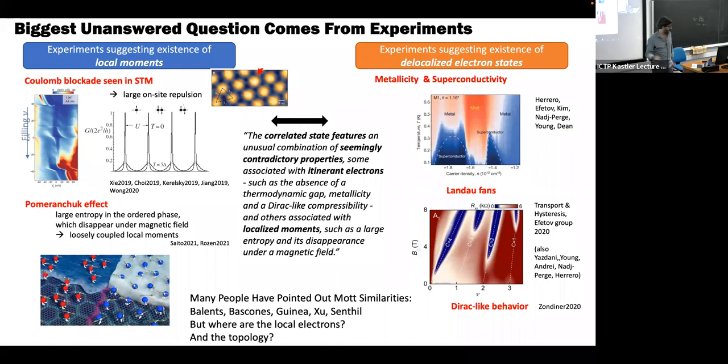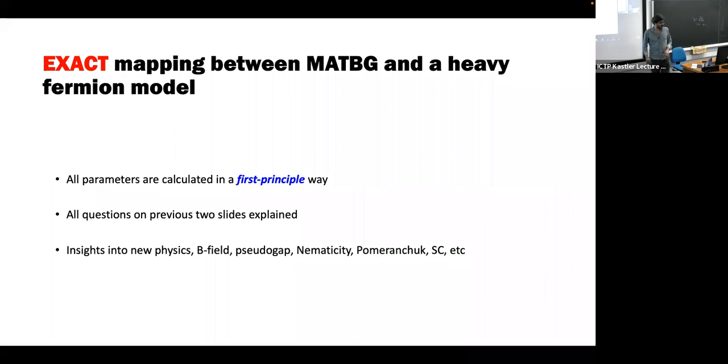There's a problem in twisted bilayer, and well, I'm not sure if it's a problem or a feature. The feature is that STM sees a lot of localized states, and of course you see superconductivity. A famous abstract says the correlated state features seemingly contradictory properties, some itinerant electrons, some localized moments. So how do you marry these two together? Well, it turns out that you can build a heavy fermion model of this twisted bilayer. And in this heavy fermion model, everything that you couldn't explain with the strong coupling projection can be explained, and the role of quantum geometry becomes clear.